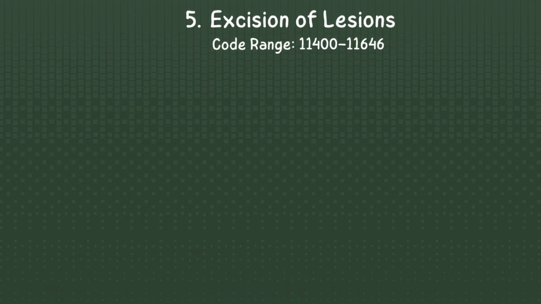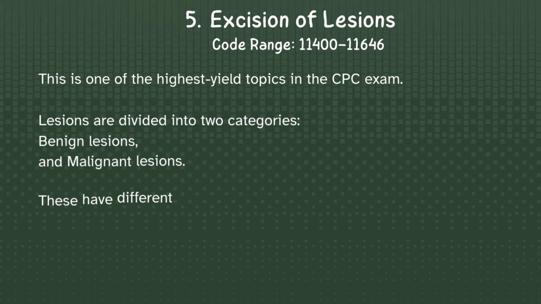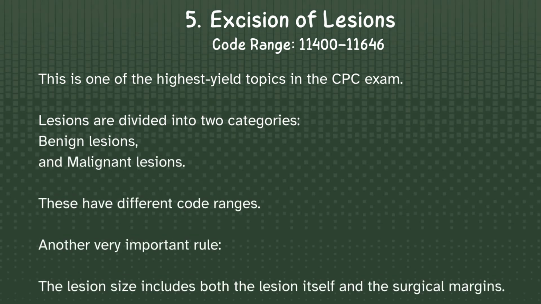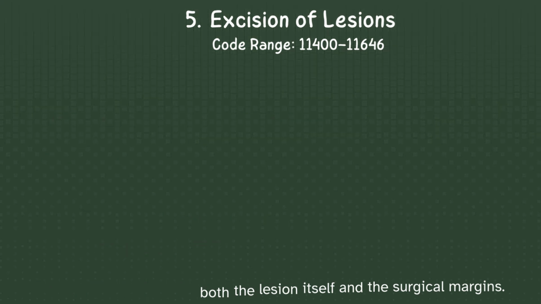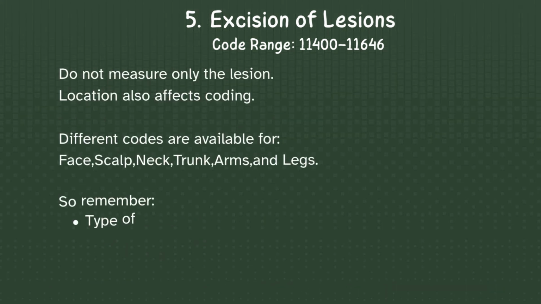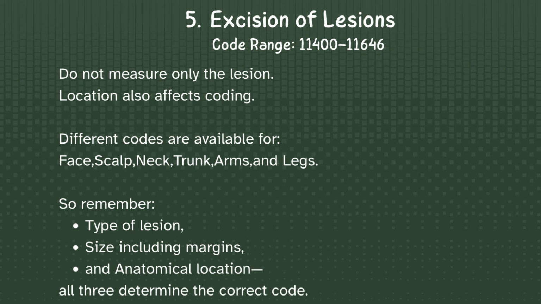This is one of the highest yield topics in the CPC exam. Lesions are divided into two categories: benign lesions and malignant lesions. Here, the important points to remember are the type of lesion, size including margins, and anatomical location. All three determine the correct code.